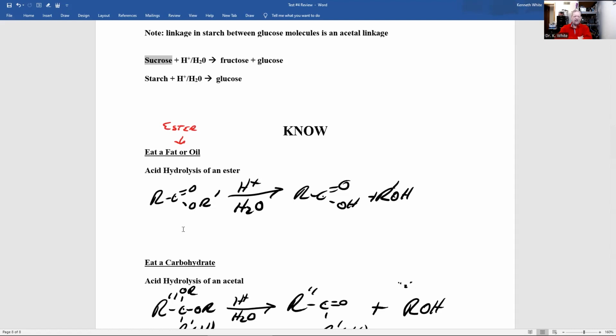Again, you should know how to describe with words and a general reaction what happens when you eat a fat or oil. And with words, that's acid hydrolysis of an ester. And there's the general reaction. Ester, acid, water. You get back the carboxylic acid plus the alcohol you would have used to make that ester.